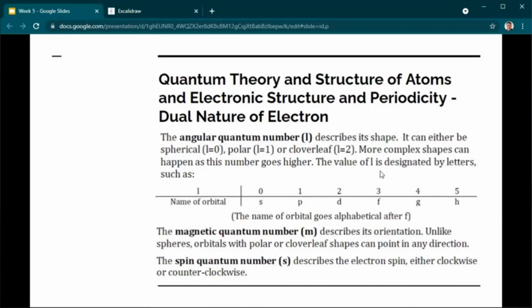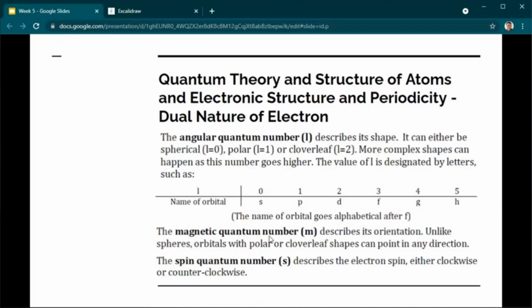The value of L is designated by letters such as, okay, this is L equal to 0, 1, 2, 3, 4, 5, and so on. So the letters to represent these quantum numbers are S, P, D. S for 0, P for 1, D for 2, F for 3, and then after F, it goes alphabetical. Okay? As the angular quantum number increases.